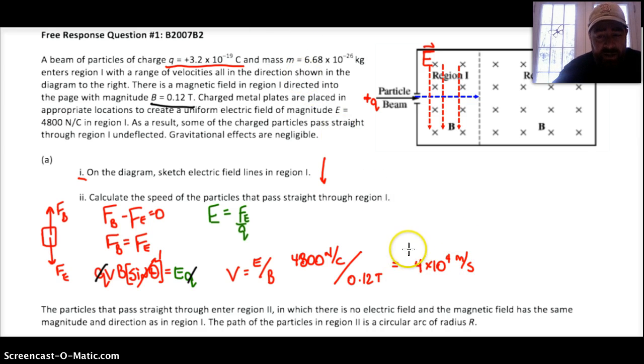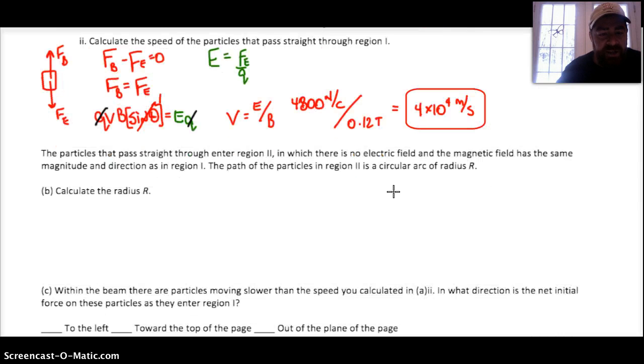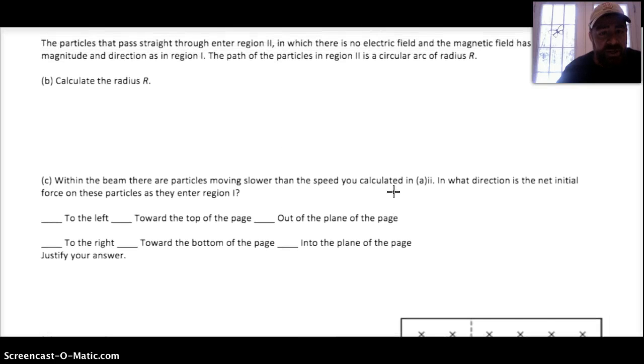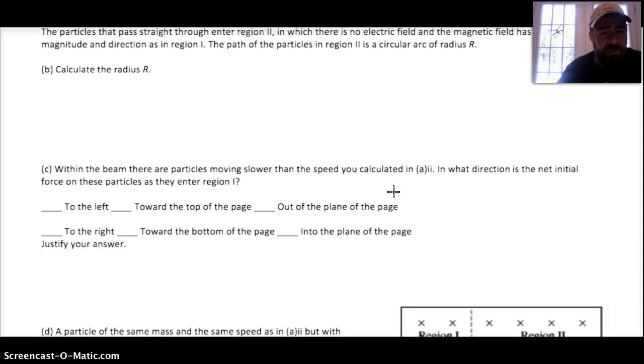That's going to be my answer for part 2. Okay, so now I'm ready to move on to the next question. The next question says the particles that pass through the center region 2, in which there is no electric field, the magnitude has the same, so it's still 0.12 Tesla. The path of the particles in region 2 is a circular arc of radius r. They want us to calculate the radius r.